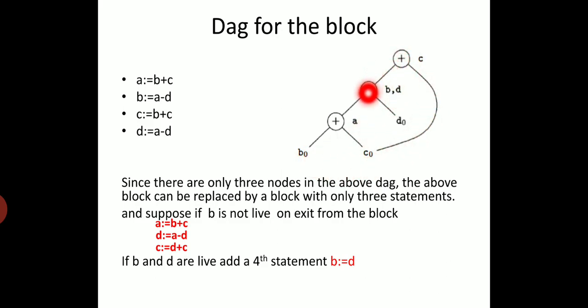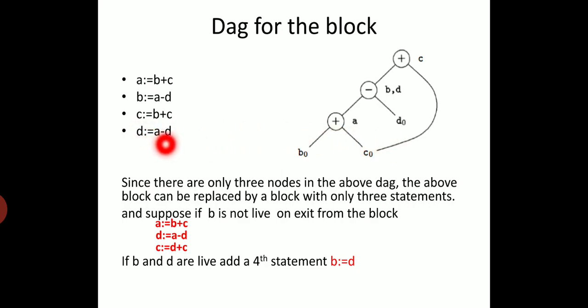Then b means the value of a minus d, which is in the node corresponding to minus. So that is shown as the left child here. So for c equal to b plus c, this plus node is named c, its left child is b and its right child is c0.